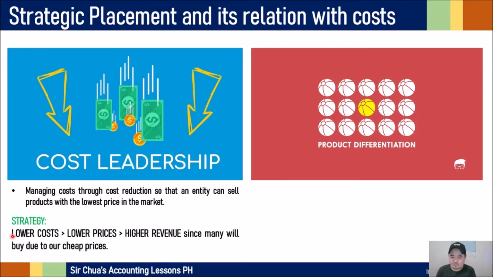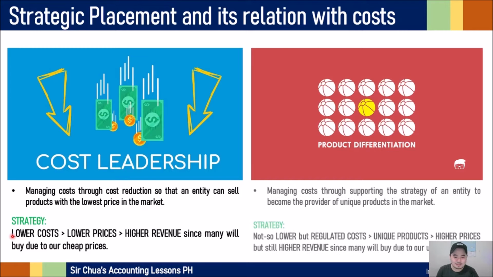Okay, lower cost will lead to lower prices, but you can still expect higher revenues because many will buy from you because you are the lowest price in the market and you are considered the cost leader. Okay? Now, another strategy that a company can use to gain competitive advantage is product differentiation, or you become the unique product in the market. Managing costs through supporting the strategy of an entity to become the provider of unique products in the market.